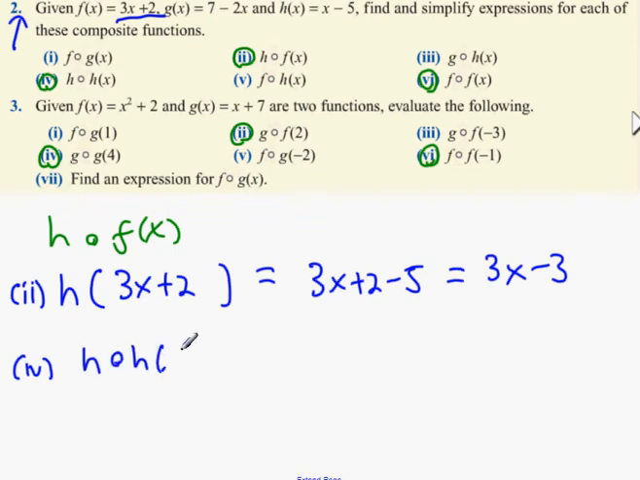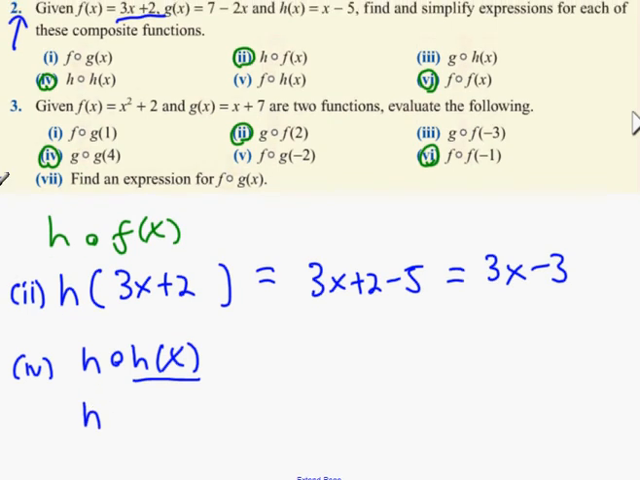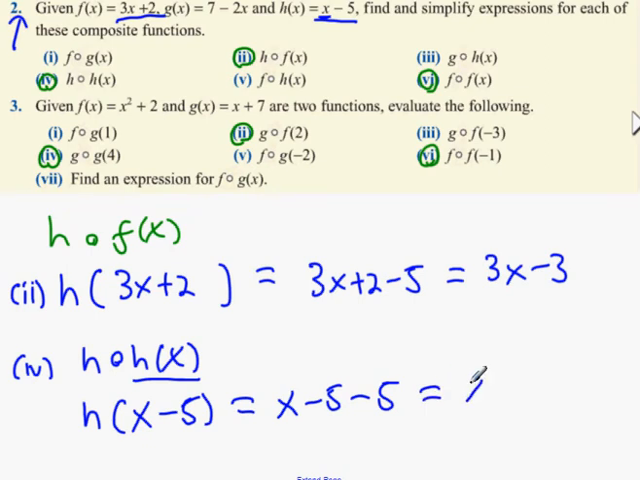H after h of x. What do you replace h of x with? Anybody? What does h of x get replaced with? It says it in question 2. Okay, so you do the h rule for x minus 5. What is the h rule again? Whatever it is, take away 5. It's x minus 5, take away another 5, which will get you x minus 10.